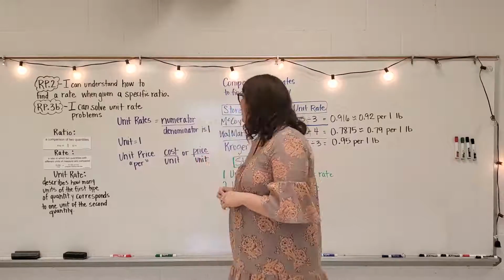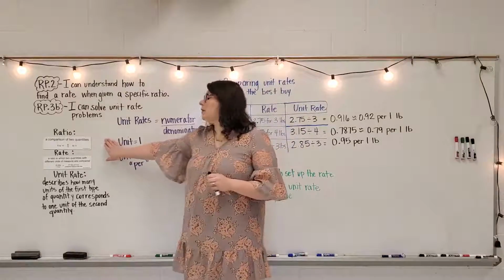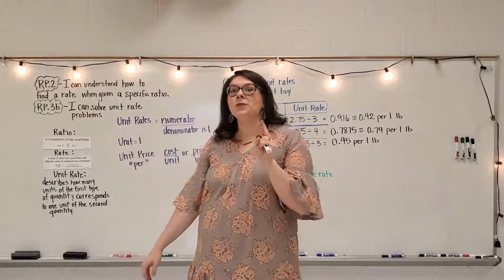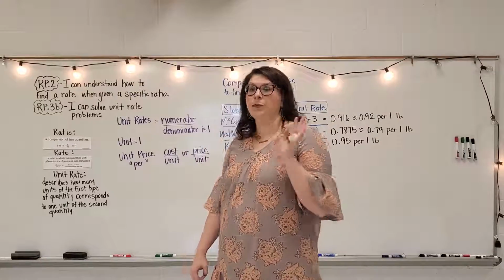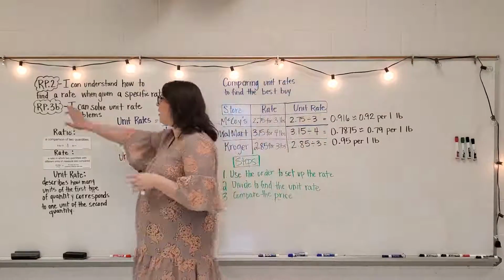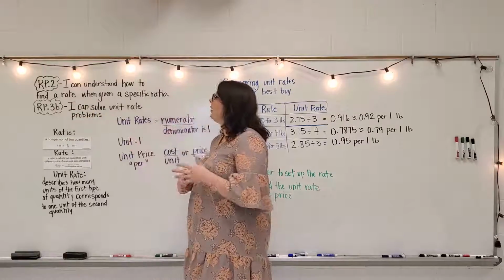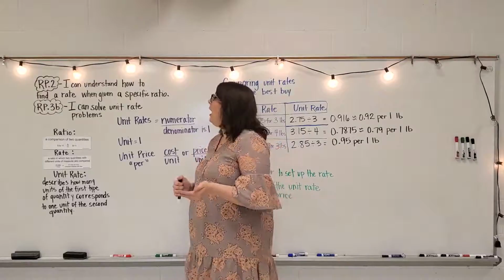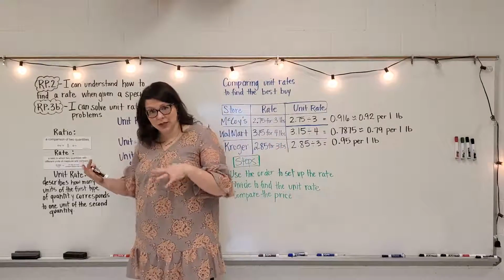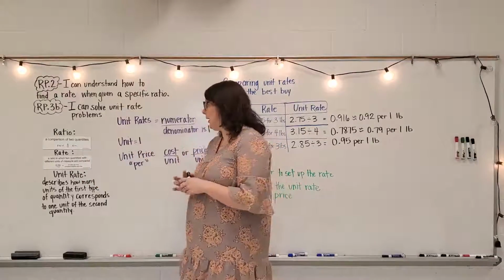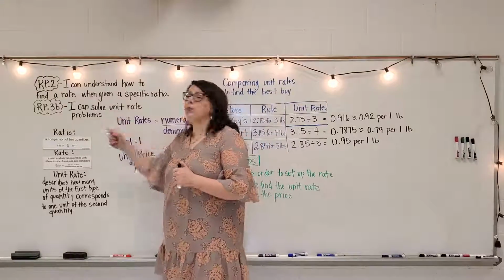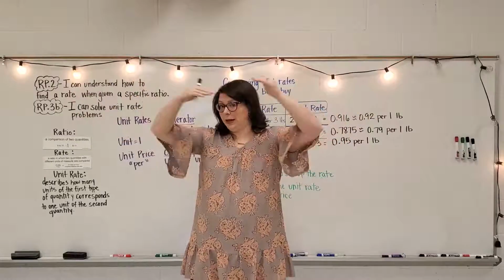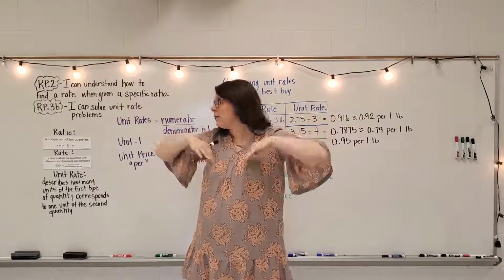So let's get started. We've already talked about what a ratio is. You've learned that a ratio is a comparison of two quantities. And that was in RP1. So we're going to take it to the next level now. In RP2, it says I'm going to be able to understand how to find a rate when given a specific ratio. And then we're going to apply that specifically to unit rates in RP.3b to be able to solve unit rate problems.